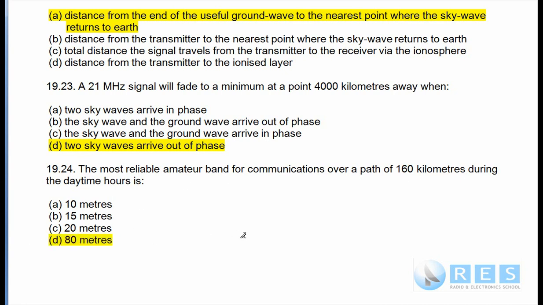That's something you really just need to know. That 80 metres would be the band that you would choose. The others have too long a skip distance. They're much higher in frequency and their skip distance would be much longer than 160 kilometres. So you would use a lower frequency for a shorter skip distance to talk to someone via the ionosphere locally. Well, locally is 160 kilometres away.